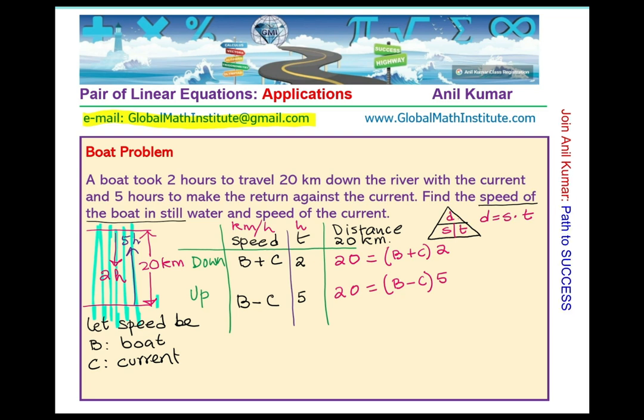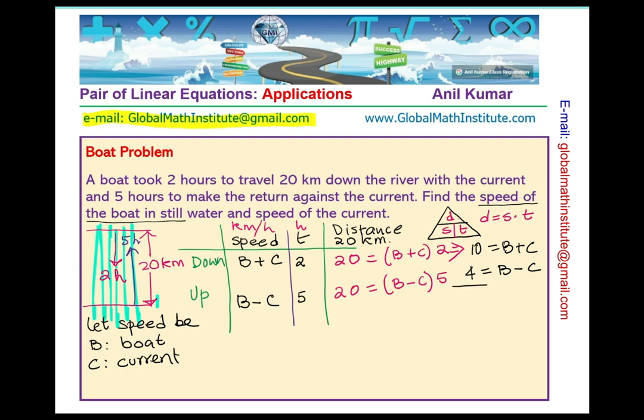Now let's open this bracket or simplify it. So 20 equals b plus c times 2. We could rewrite this by dividing by 2: 10 equals b plus c. Dividing by 5, we get 4 equals b minus c, right? See how we have reduced these equations easily? Two different equations we got: one saying 10 equals b plus c, the other 4 equals b minus c.